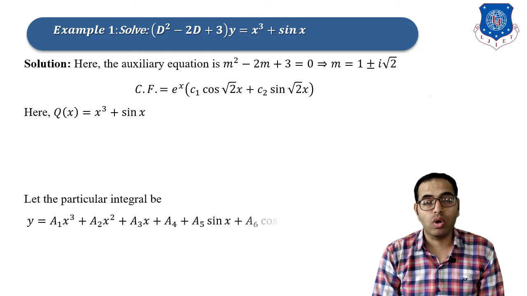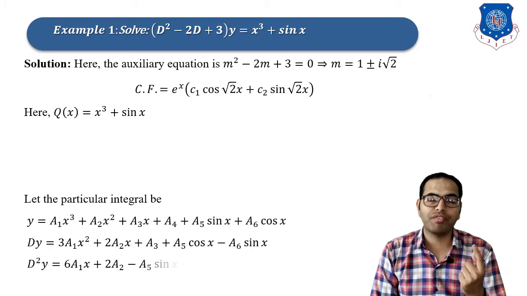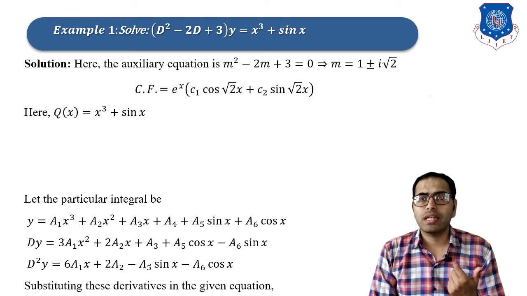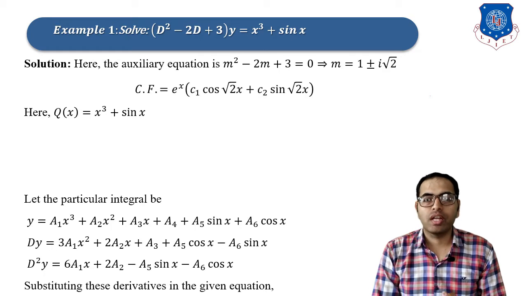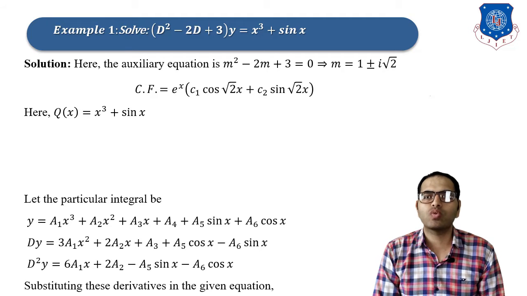Firstly, what do we have to do? Whenever we solve this kind of problem, we require two solutions. One is the complementary function, another one is the particular integral. Firstly, let's discuss the complementary function. For that, we require the auxiliary equation. The auxiliary equation is m² - 2m + 3 = 0.